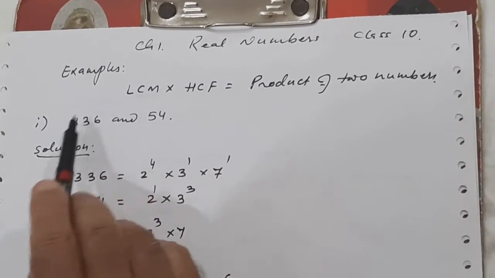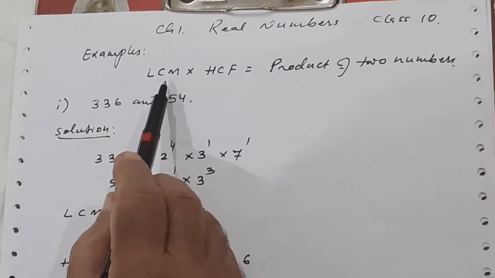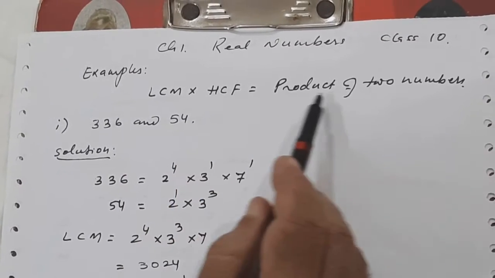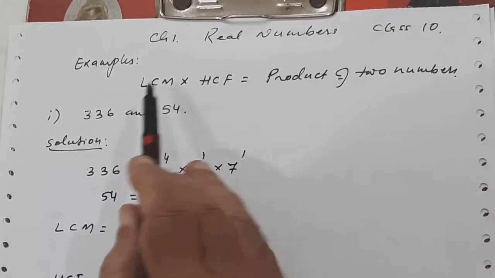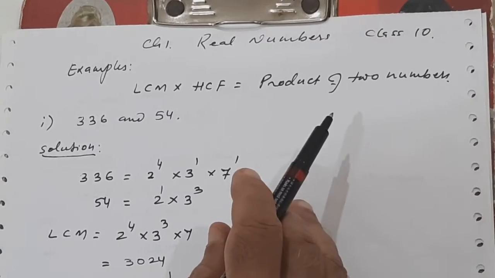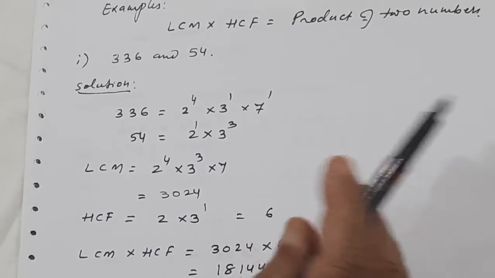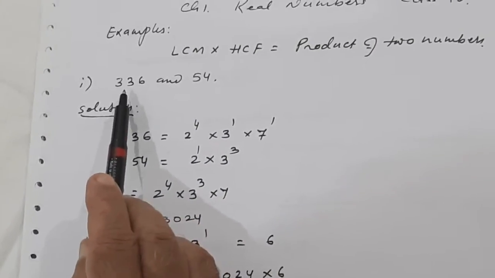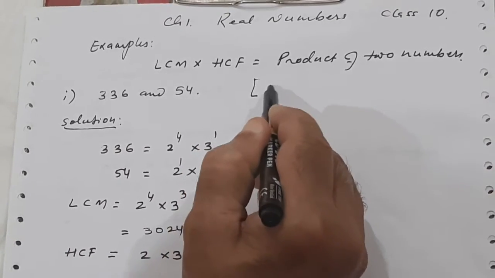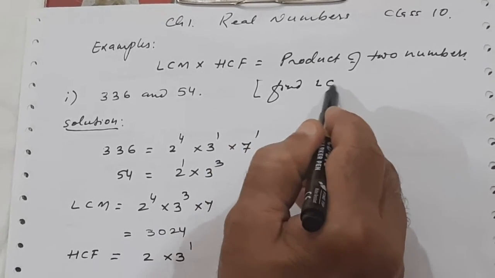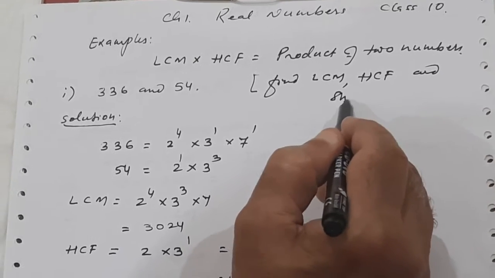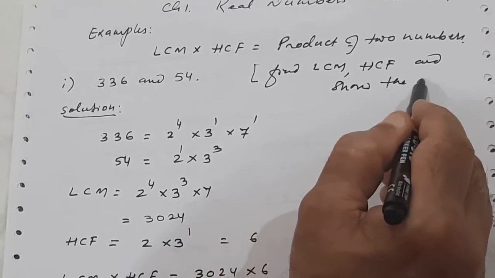Now let us continue further with our topic, and I am going to introduce you to one principle about LCM and HCF. Now what is this principle or theorem? LCM into HCF is equal to the product of two numbers. Now let us verify this one. The result also we can verify. Find the LCM, find the HCF, and show the above result.